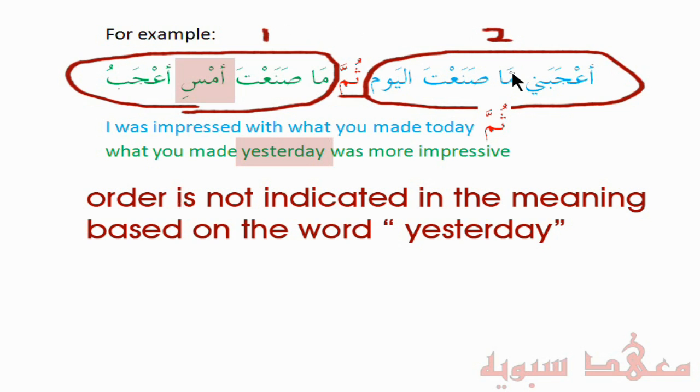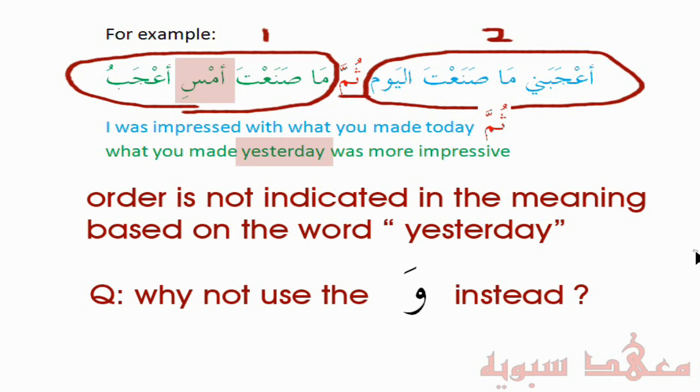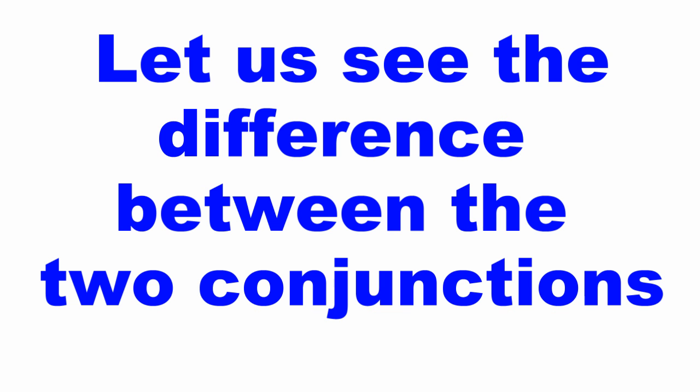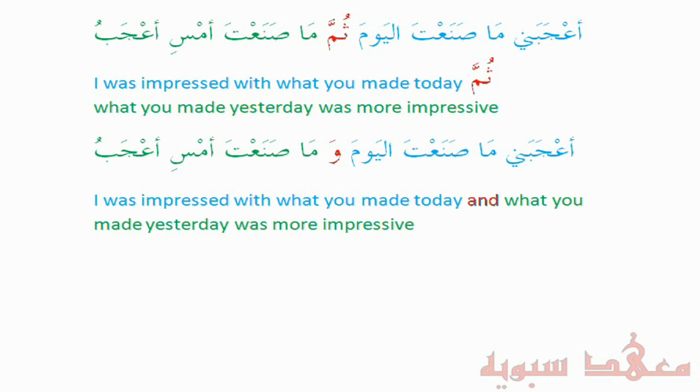Now, a question one may ask, and I'm sure there are some people that have this in mind, is why use the word Thumma if you're not indicating order? Because we have another conjunction, which is a more commonly used conjunction, that doesn't indicate order and it can be used, which is the waw. So why not use the waw instead? So we can take off the Thumma and put the waw instead. So over here, I've put both sentences up. One with Thumma and one with the waw.